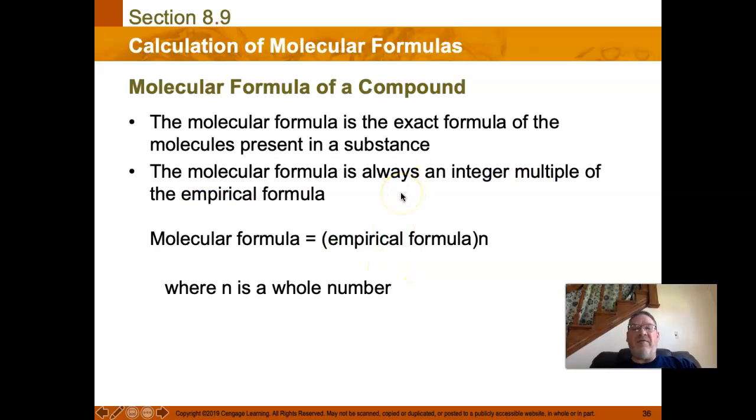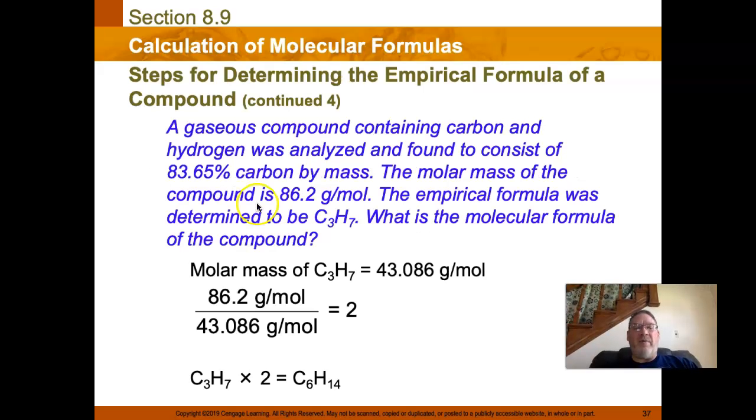To find the molecular formula, we need this empirical formula, but we also need one other piece of information. For that molecular formula, we also need the molar mass. The molar mass of the compound is going to be given to us. So in this case, this 86.2.